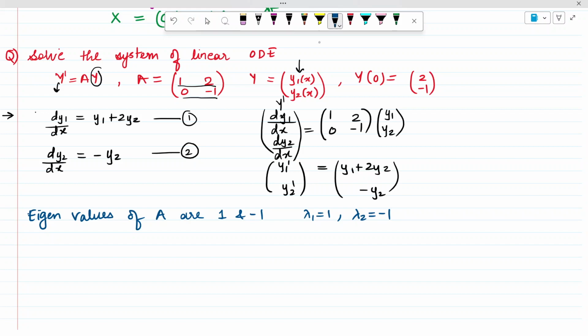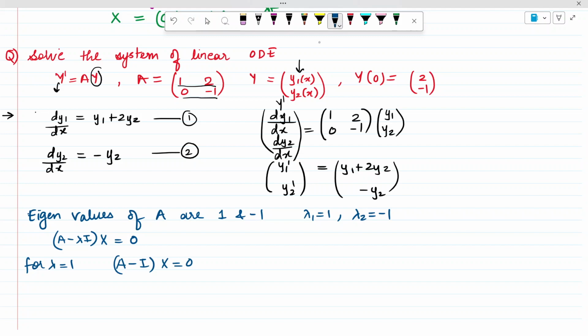To find the eigenvectors, we will solve the equation A minus lambda I times x is equal to 0. So for lambda equal to plus 1, we will have A minus I times x is equal to 0.